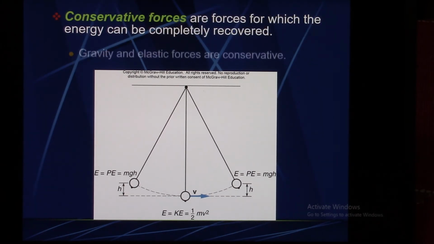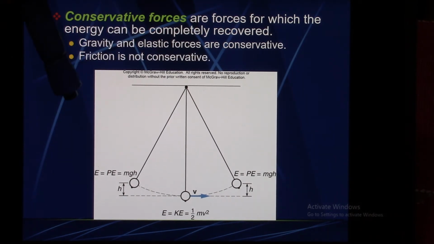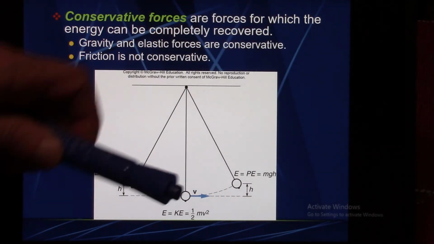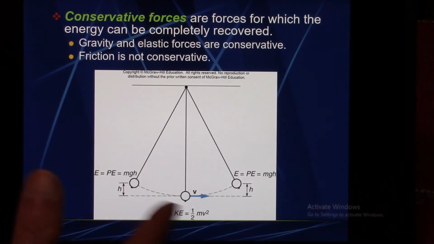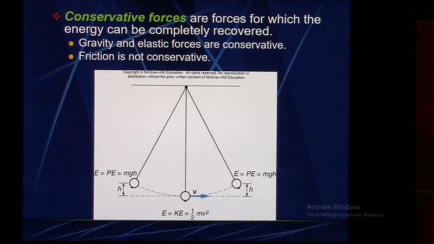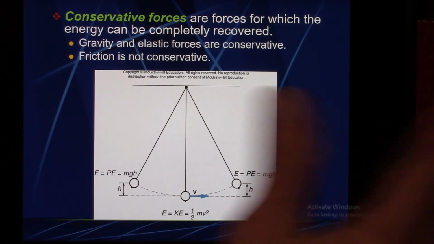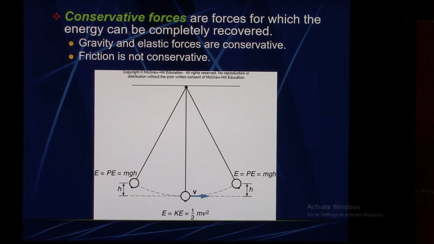Conservative forces, you may have heard that. Gravity and elastic forces are conservative, right? We just went through that. Friction is not conservative, right? This thing's eventually going to slow down because you have friction and air resistance. That's not conservative. That is the enemy of conservation. It just dissipates. Friction converts it into heat. Air, you've moved the air around. It took energy to do that, right?